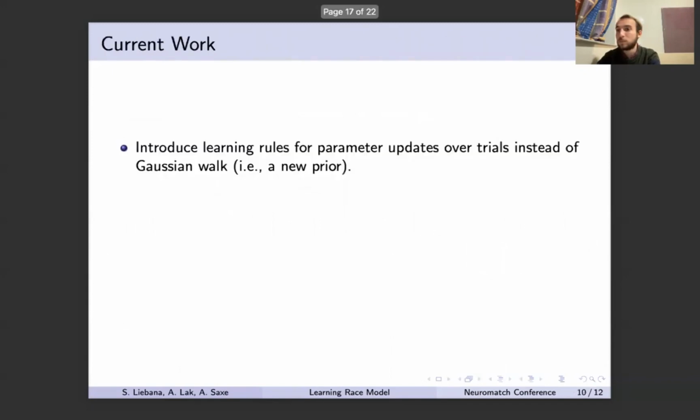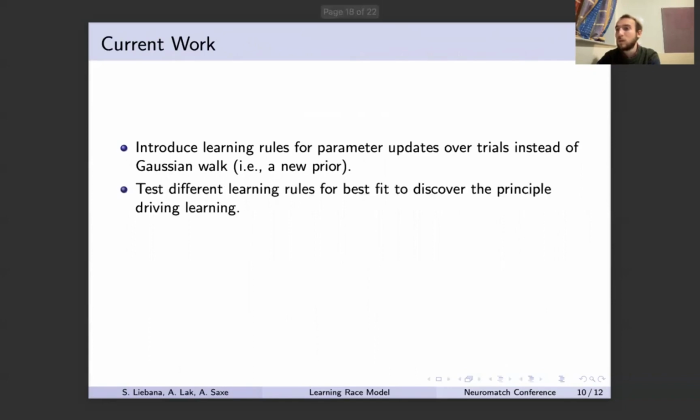Having set up a working model which can capture choice and timing dynamics on a trial-by-trial level, we are now considering changing the prior so that it further constrains the parameter updates with a learning rule. This would allow us to test different such rules to investigate which principle may be guiding learning.